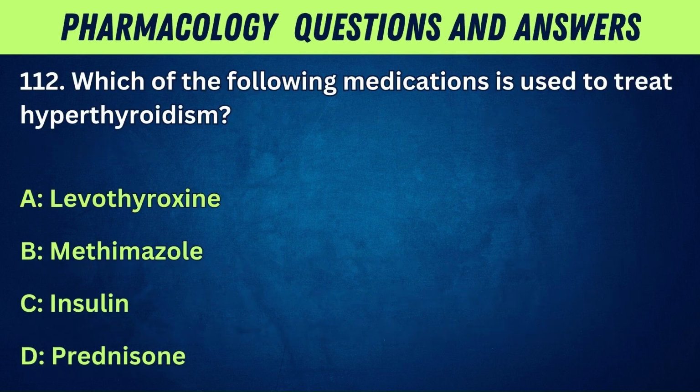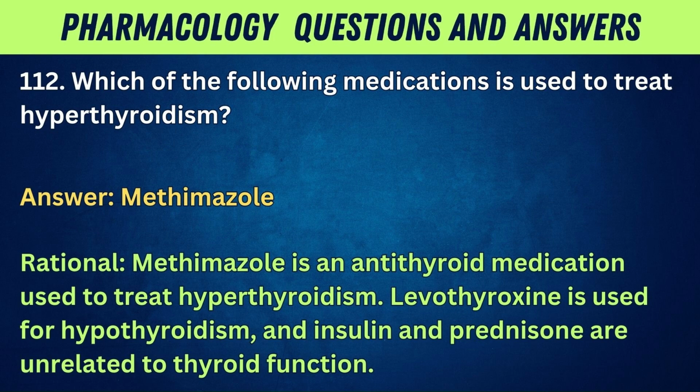112. Which of the following medications is used to treat hyperthyroidism? A. Levothyroxine. B. Methimazole. C. Insulin. D. Prednisone. Answer: methimazole. Rationale: Methimazole is an antithyroid medication used to treat hyperthyroidism. Levothyroxine is used for hypothyroidism, and insulin and prednisone are unrelated to thyroid function.